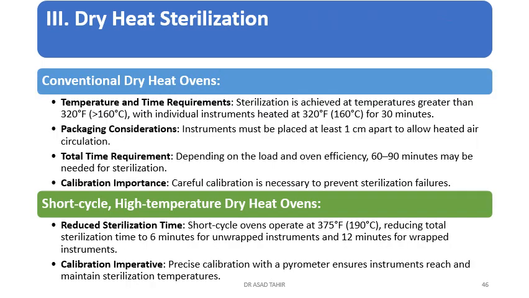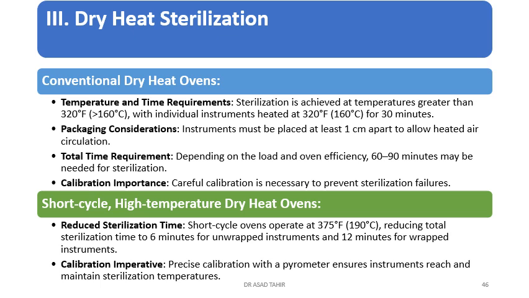Conventional dry heat ovens. Temperature and time requirements. Sterilization is achieved at temperatures greater than 320 degrees Fahrenheit, greater than 160 degrees Celsius, with individual instruments heated at 320 degrees Fahrenheit, 160 degrees Celsius, for 30 minutes.